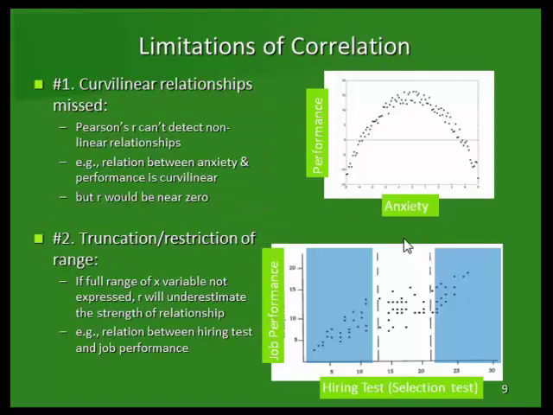Okay, and then the last part of this lecture, some limitations of correlation. There's 3. 1, it misses curvilinear relationships. So imagine that you have a relationship here plotted between anxiety and performance. So if you're really, really unanxious, you're just so relaxed that maybe you're sleeping or you're just walking around saying, dude, do I feel good?